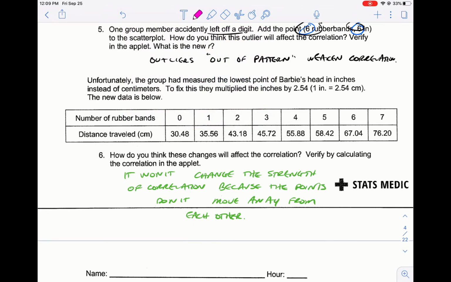So the general principle that we can pull out of this is changing units does not change R. Okay, so changing units does not change R. R would still be equal to 0.992. All right, so that's the basic gist of introing what it looks like to do a DUFS analysis, how to put it into your calculator, and how outliers affect a given scatter plot.